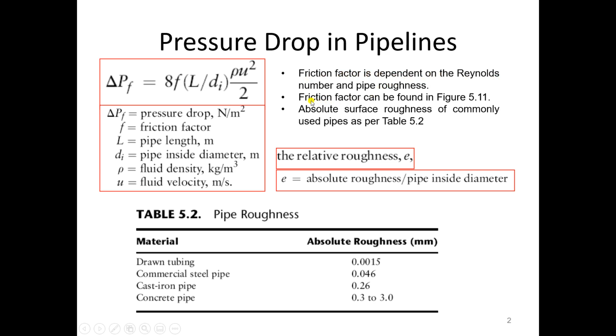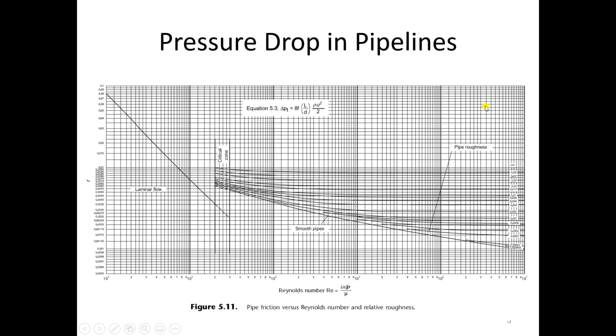Later we can see the friction factor can be found in figure 5.11, which is this figure. In this figure, we need to find the Reynolds number of the fluid flow in that pipe, and then we have the pipe roughness here. This line is for high pipe roughness, and the line at the bottom is for the smooth pipe. Each of the pipe roughness values has a line. So we check the Reynolds number, check the pipe roughness, then we can get the friction factor, which is f.